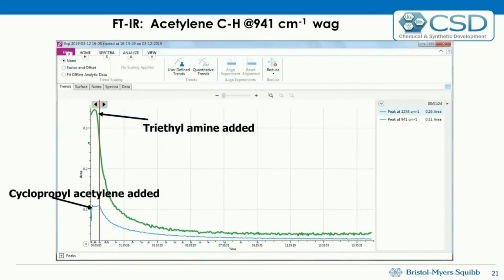This is also in the same kind of project where we're adding an acetylene, a cyclopropyl acetylene, and we can see the initial addition of the cyclopropyl acetylene. We can see the triethylamine that is also being added, and that is going through the reaction process, so we could follow the progression and decide at what point during this reaction we can actually call it or stop the reaction.